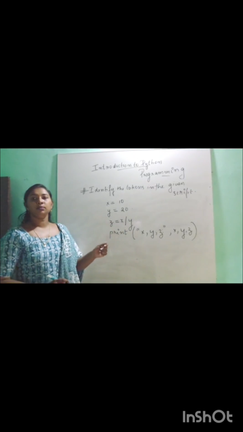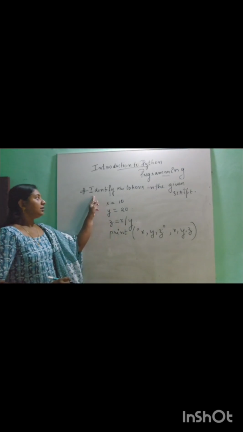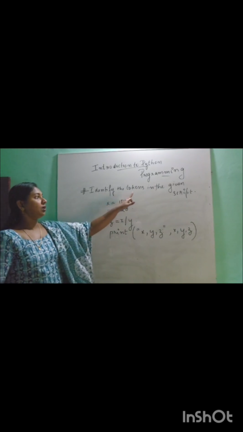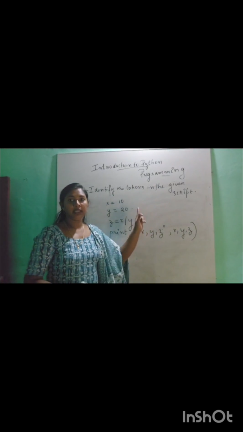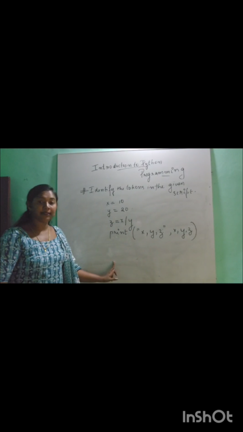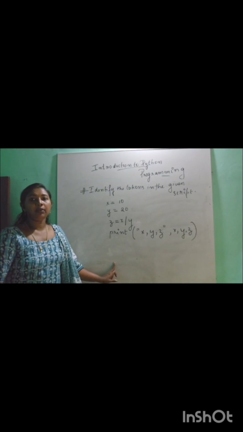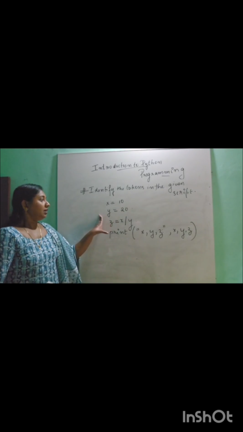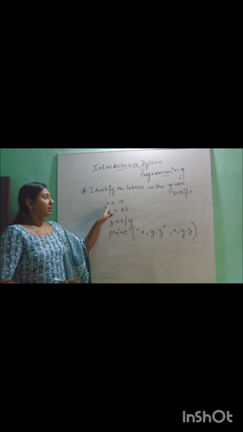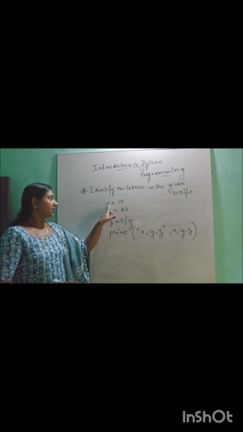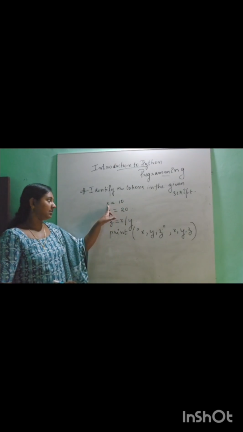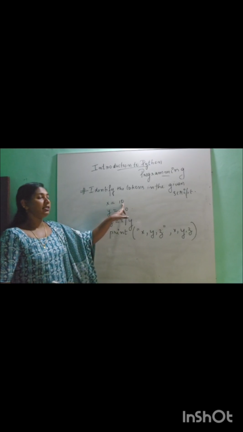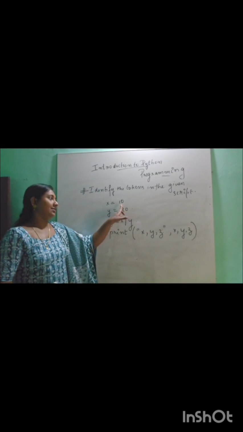So let us move on to a question. The question is: identify the tokens in the given script. Here a simple Python script is given and you are asked to identify the tokens, or separate the tokens, from this given script. Just go through the script. x = 10. So here itself you know that x is a variable and 10 is a numeric literal.